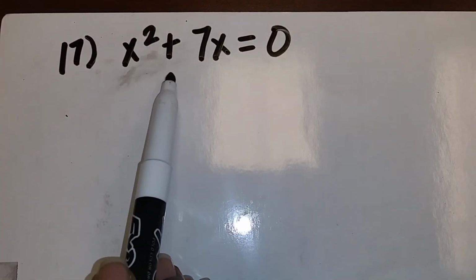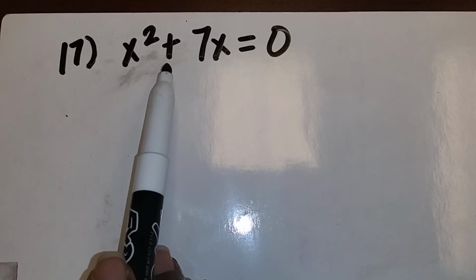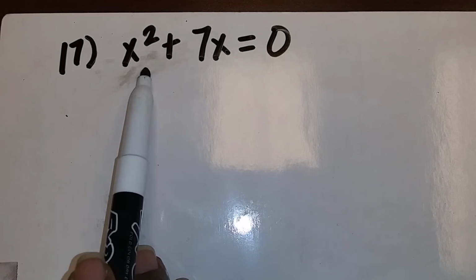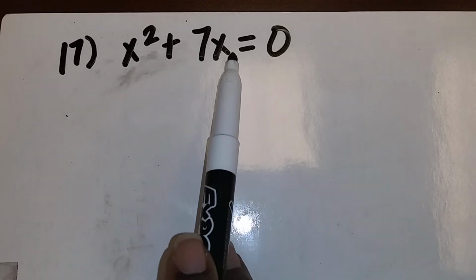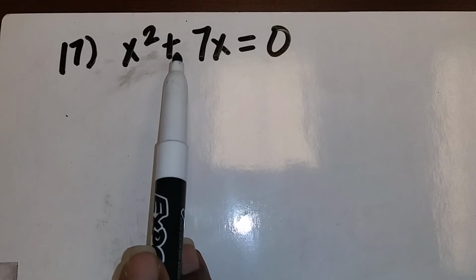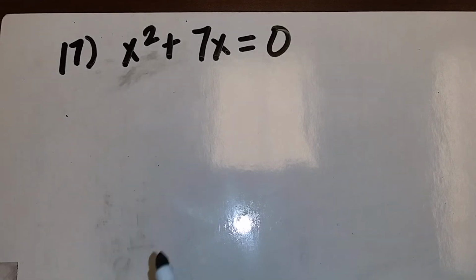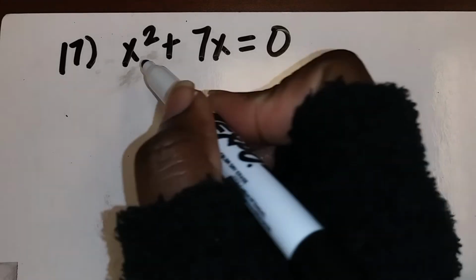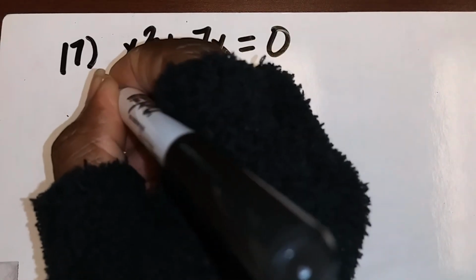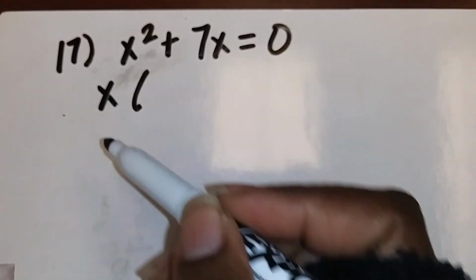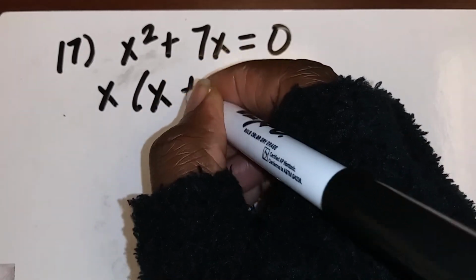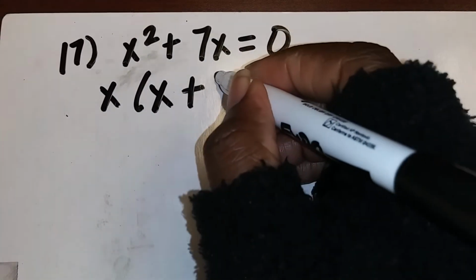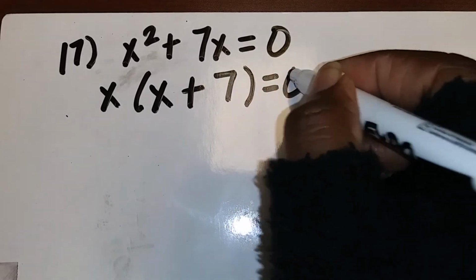Now, on 17, is this in standard form or factored form? Well, I know that my leading coefficient is 1. My degree is 2. I don't have a constant this time. So this is in standard form. I want to write it in factored form. So to write it in factored form, I need to factor. My GCF is x. I'm going up and down, so we subtract the exponents. 2 minus 1 is x. Plus, I factored out an x, so 7 is left over, equal 0.